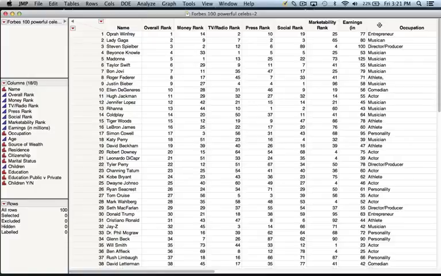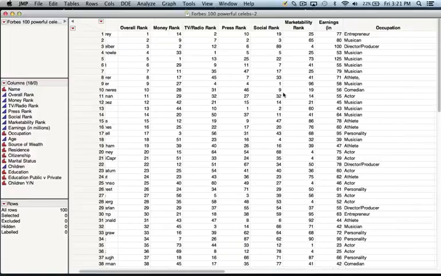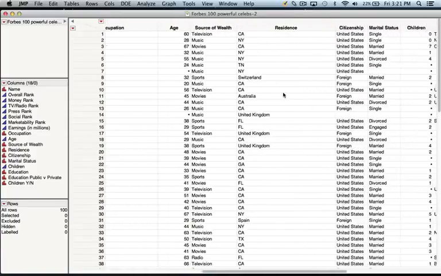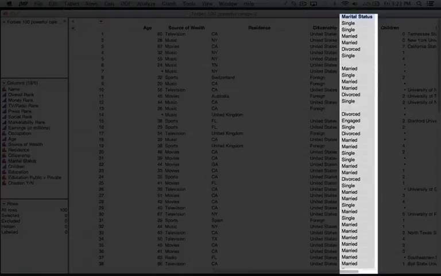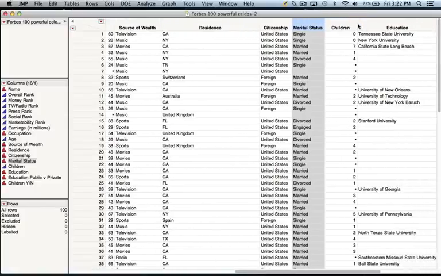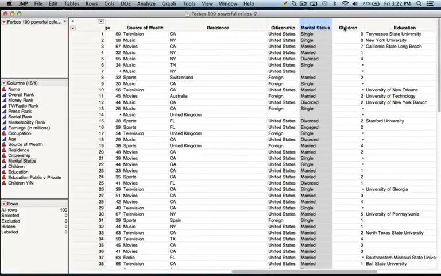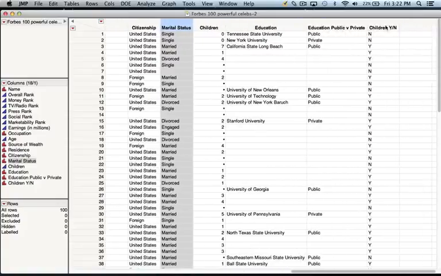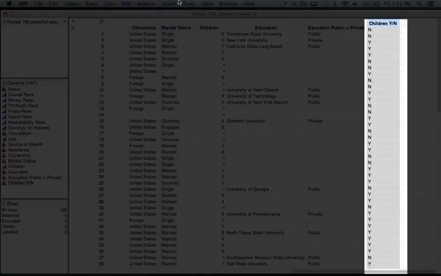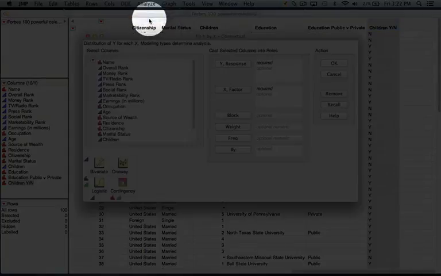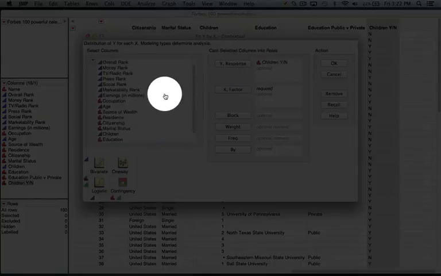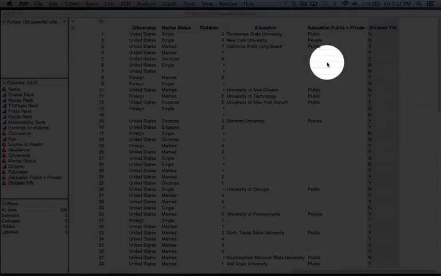Let's look back into the Forbes Top 100 dataset. What we want to do is select two categorical variables, so we're going to look at marital status, which is a categorical variable, and the variable of children yes or no, which is also a categorical variable. So we're going to go to Analyze, Fit Y by X, put children in the Y, and marital status right here in the X, and click OK.